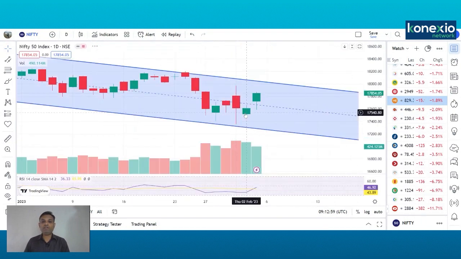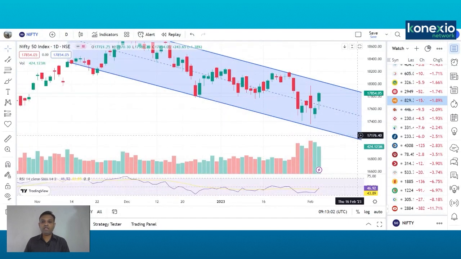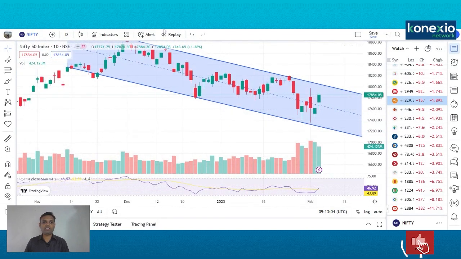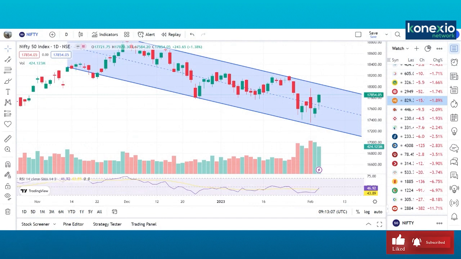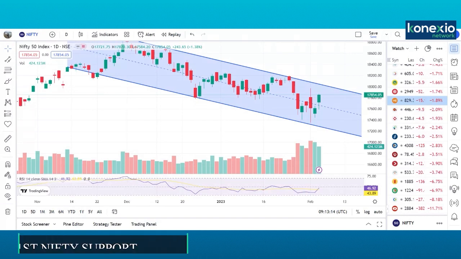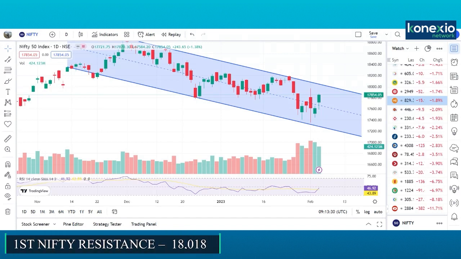So now let us go to the Nifty daily charts and discuss the important support and resistance levels for the Nifty for the next week. The first support is placed at 17,654. Below that, the second support is placed at 17,555 and the third support is placed at 17,353. On the upside, the first resistance is around 18,018.